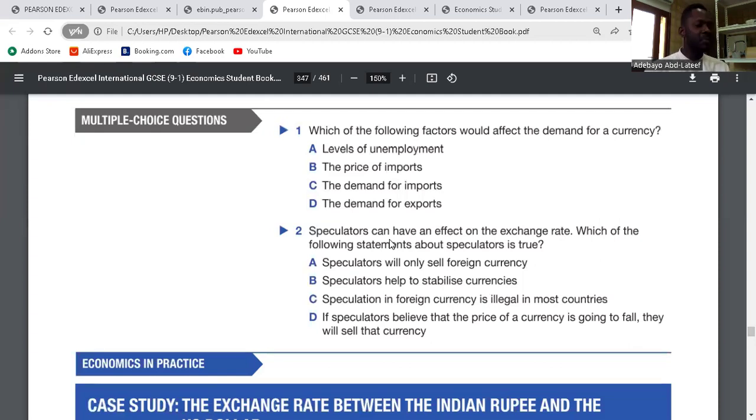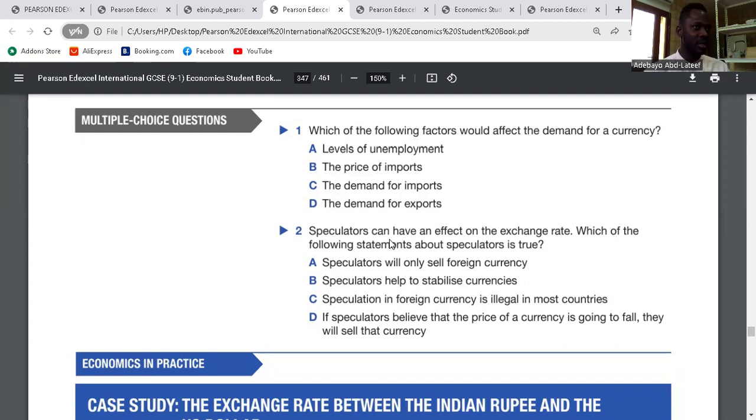Clear. The price of imports will determine the supply of the currency, not demand for the currency. So it is not A, because A is supply side policy. It is not B either. Despite the fact that B is part of monetary policy, the price of imports is a factor that determines the supply of the currency, not the demand. Then the third one, the demand for imports, is also a factor that will affect the supply of the currency, not the demand for the currency.